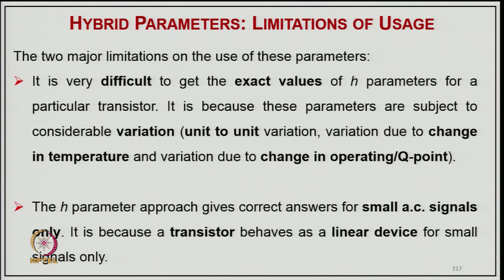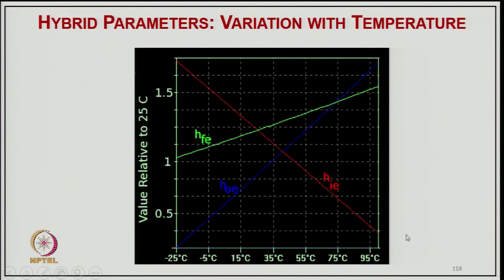And the H parameter approach gives the correct answer for a small AC signal only, because a transistor behaves as a linear device, a linear amplifier, for a small AC signal.